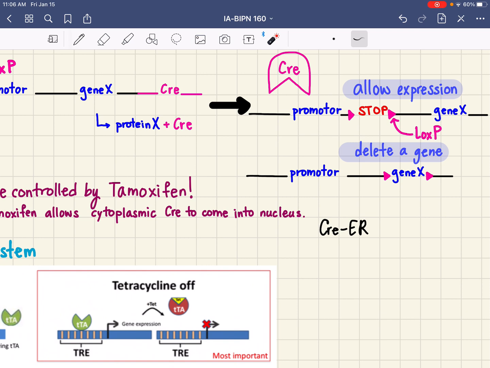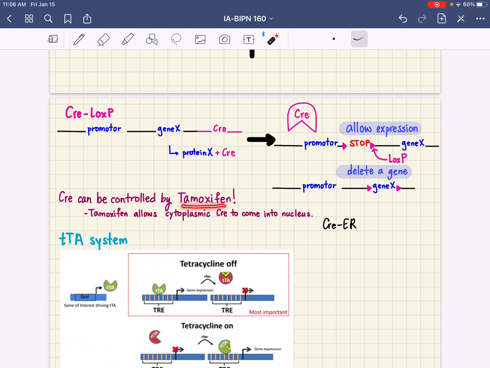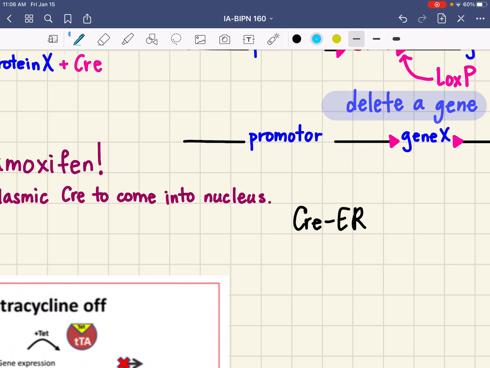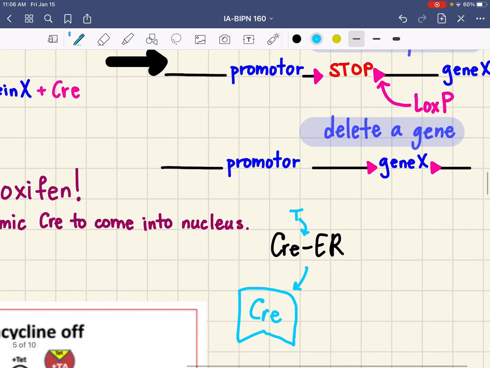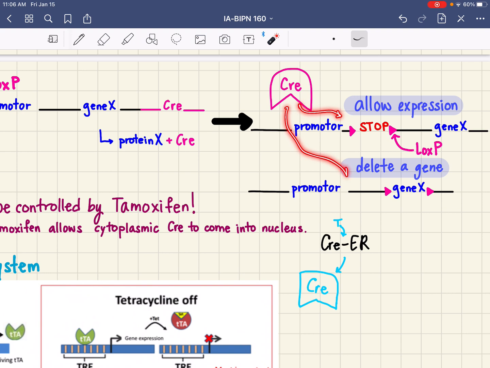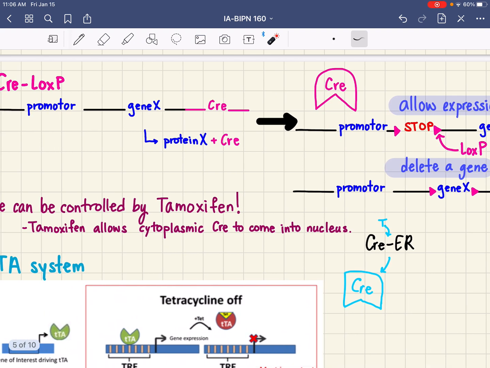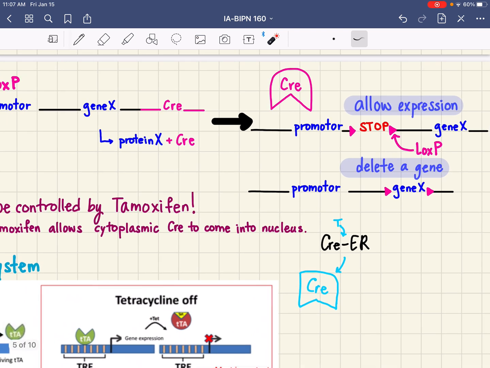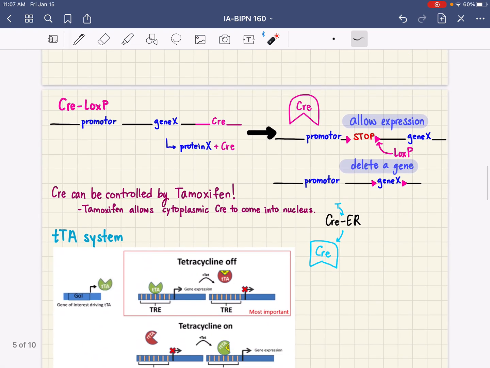Okay. However, if the cell is injected or is given the drug tamoxifen, tamoxifen goes ahead and binds to this complex, allowing for Cre to dissociate from ER. And now that Cre is separate from ER, it can move into the nucleus and basically do either this or this. Okay? So think of tamoxifen as a drug that controls the activity of Cre. And because Cre controls the expression of a certain gene, you see how tamoxifen basically controls whether a gene is expressed or not. Okay? Hopefully that made sense.